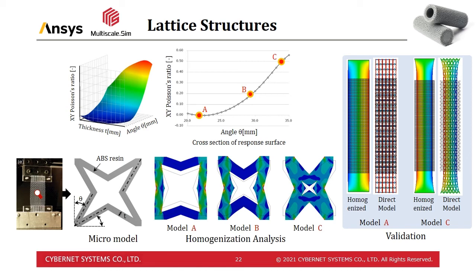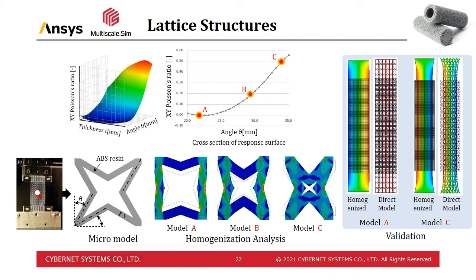We also verified these analysis results. Since we could not perform a real test, we compared the analysis results of the macroscopic coupon test model with the equivalent material constants and the case where the non-homogeneity of the lattice structure is actually modeled.